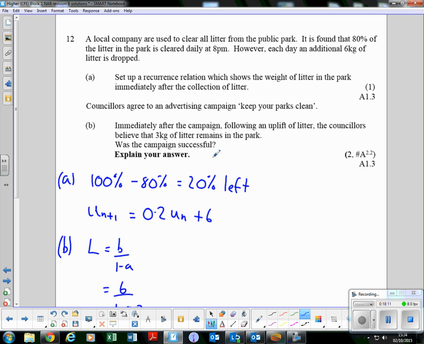Question 12, another recurrence relation question. I will let you have a read through that yourself. But the remaining amount of litter each day, 80% is picked up, so there will be 20% left. So the next day, there'll be 20% of the previous day's litter, plus another 6 kilograms, which is dropped every day. So u_{n+1} equals 0.2 u_n plus 6.